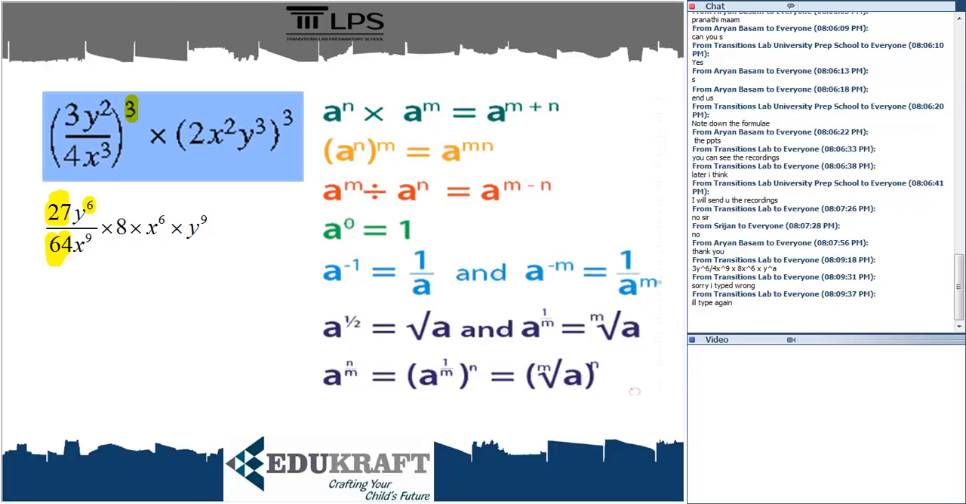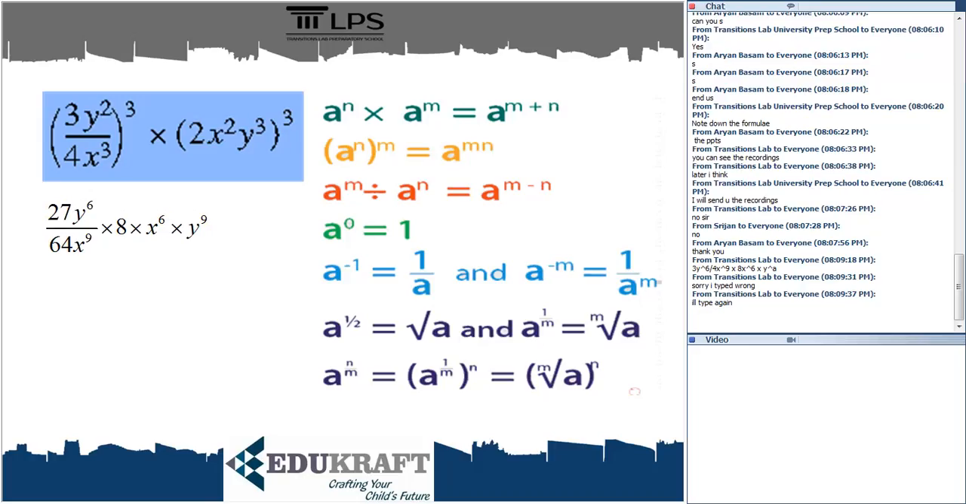x cube raised to 3 is going to be x raised to 9. 2 raised to 3 is going to be 8. x square raised to 3 is going to be x raised to 6. y cube raised to 3 is going to be y raised to 9. So what I have simply done is apply the power that is outside the bracket to every term inside the bracket in order to get that as the result.